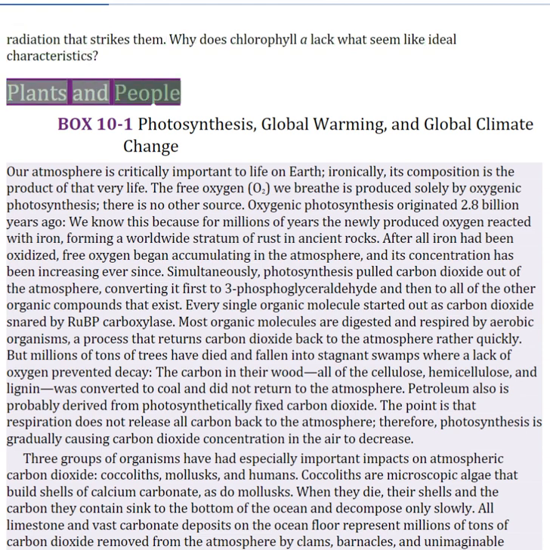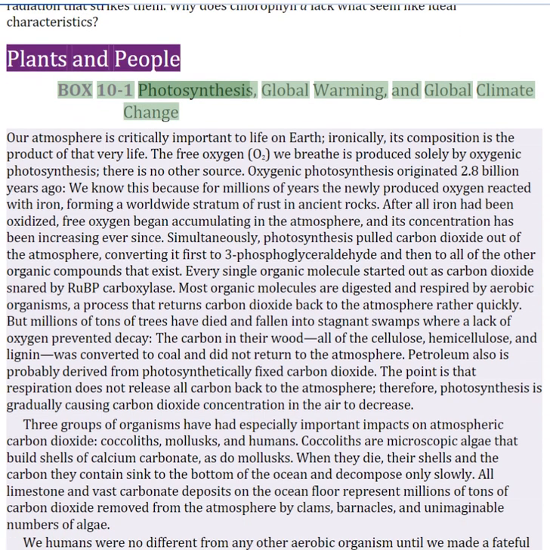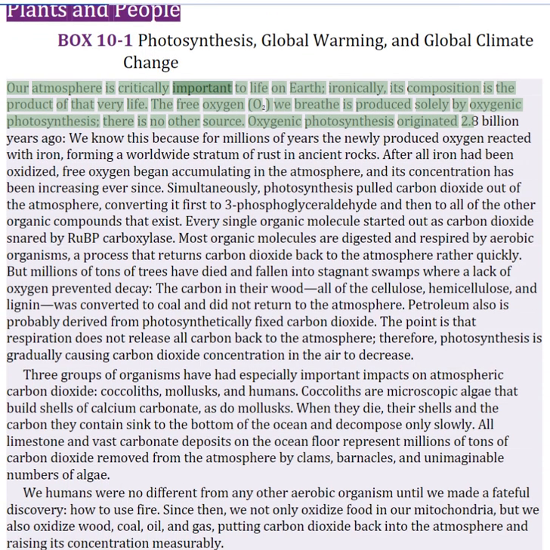Plants and people. Box 10-1: Photosynthesis, global warming, and global climate change. Our atmosphere is critically important to life on Earth. Ironically, its composition is the product of that very life. The free oxygen we breathe is produced solely by oxygenic photosynthesis. There is no other source.